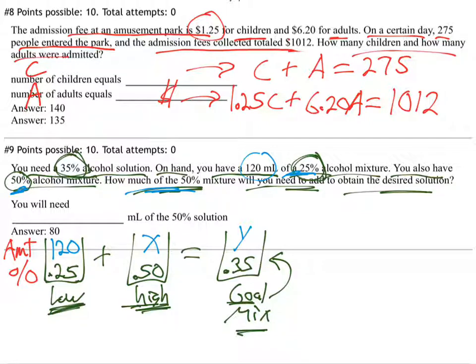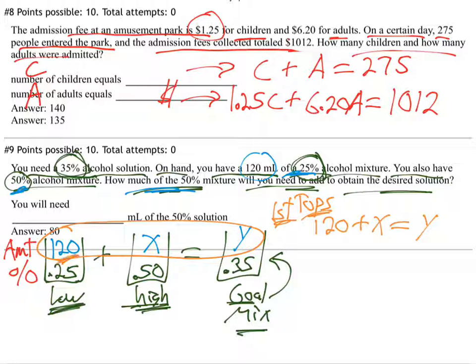Okay, so that's a nice little setup, but where's my equations? The first one comes right across the tops, meaning 120 plus x must equal y. The amount of stuff coming out of the first beaker plus the amount of stuff in the second, remember the tops are the amounts, equals the amount in the final beaker, right? You're going to dump the stuff from the first beaker plus the second beaker to equal the final product. The final beaker must have stuff from the first two added up.